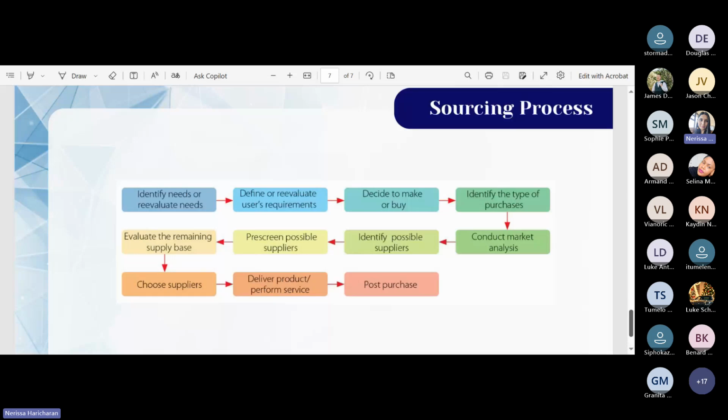Define or reevaluate what the user's requirements are. So you need to understand what the requirements from the business are, and you need to put that there. You decide whether you need to make it or buy it. Are you going to outsource it or are you going to insource it?